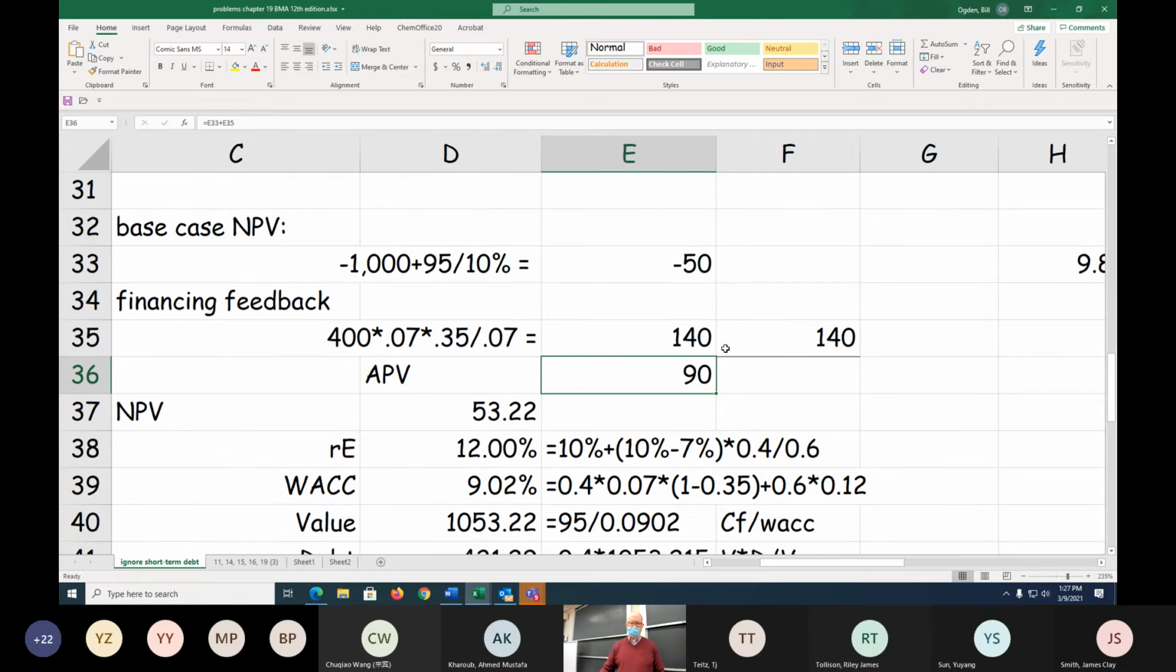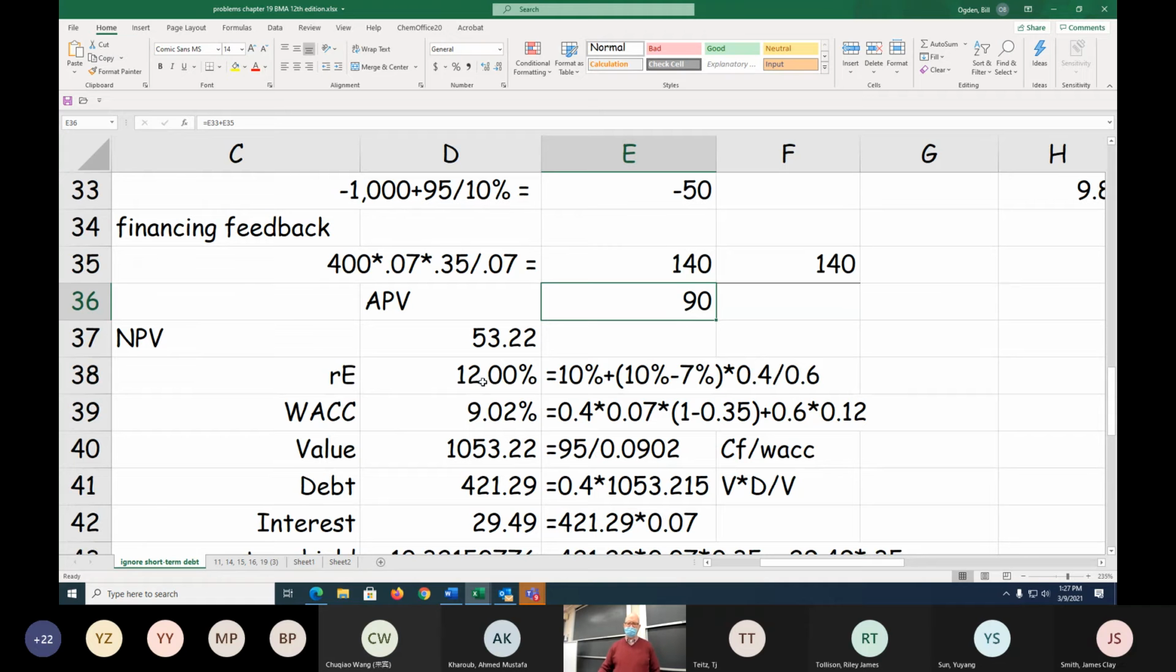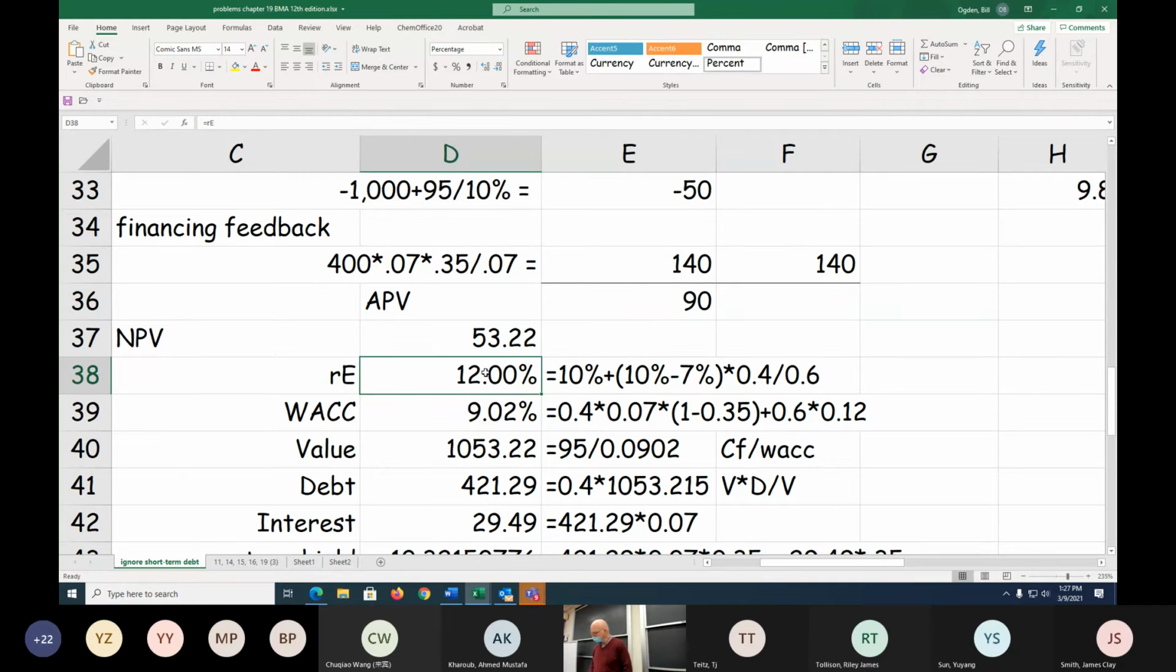Part B. Okay, first of all, we have to value this project. And we need RE. We don't have RE, and let's make sure we know we don't have RE. The opportunity cost of capital with all equity financing is 10%. So that's not RE, that's RU. So we find RE, we take the RU plus RU minus RD times the debt to value ratio. And in my lecture note document, I asked you to use 40% debt.